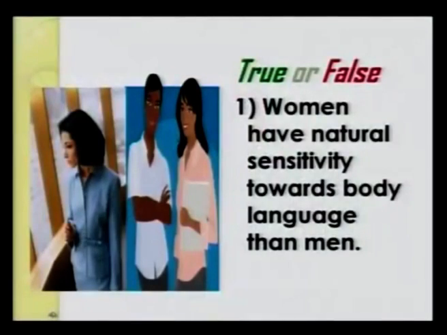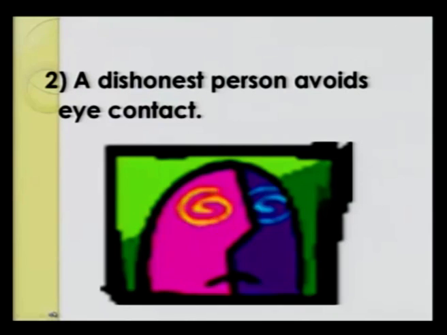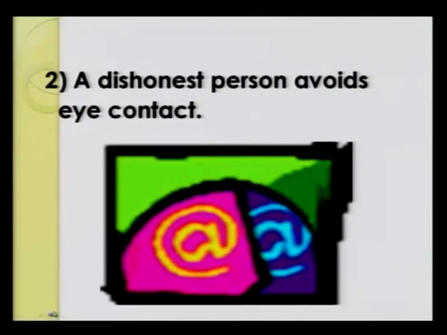Look at the question, write the answer. I hope you have done it. I am just going to the second one. Look at the second one. A dishonest person avoids eye contact.